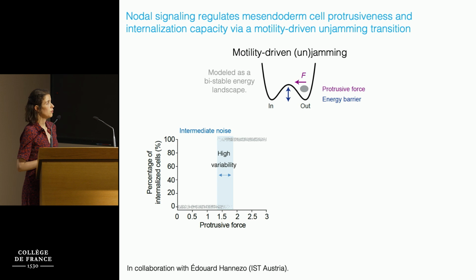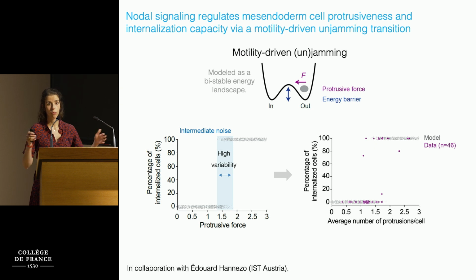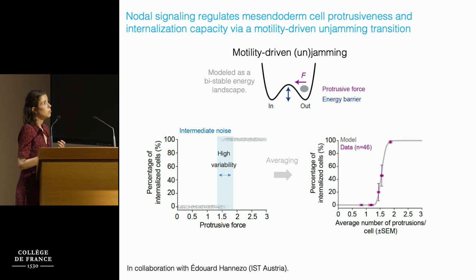It's exactly this kind of behavior that we observe when we plot all the experiments and all the transplants from all the manipulations that we did. You can see here, around 1.5, that you have cells that have on average the same type of protrusiveness, but sometimes they don't make it and sometimes they internalize completely. So it's really consistent with this type of picture of motility-driven unjamming. And of course, when we start averaging these outcomes per condition, we can populate our curve, consistent with the idea that the gradient of nodal signaling regulates protrusiveness and internalization capacity by triggering a motility-driven unjamming transition.